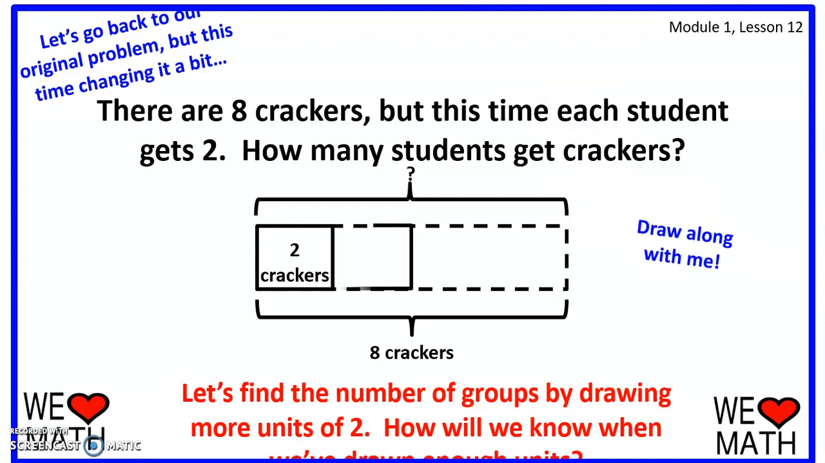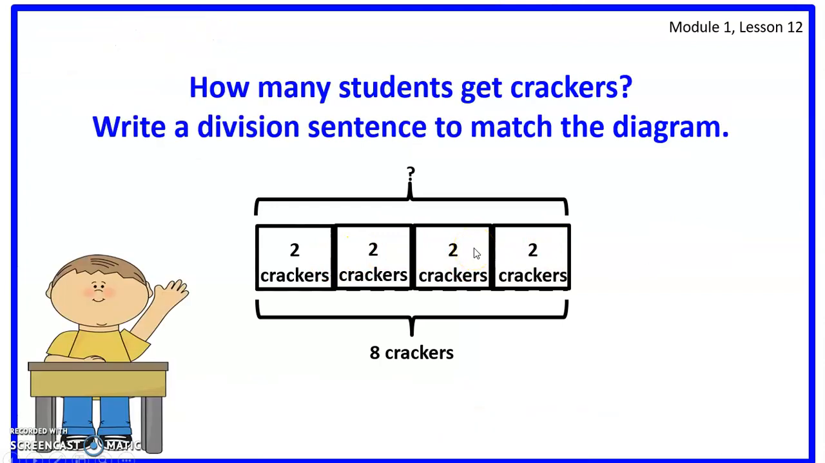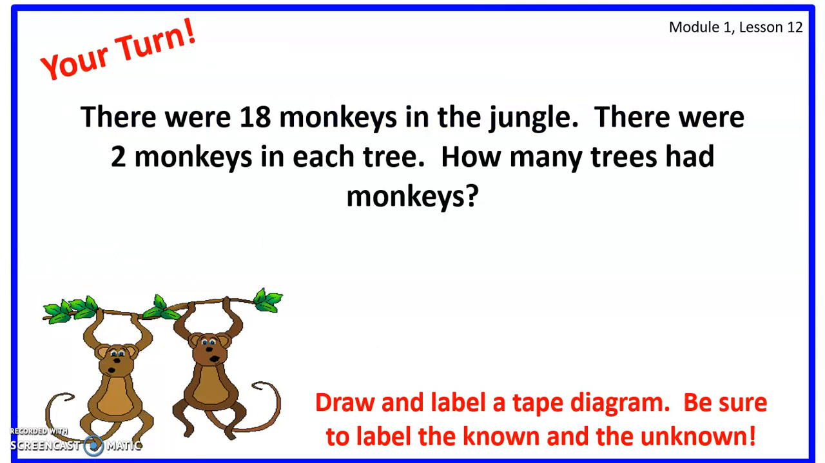Now let's draw 2 crackers, another 2, and another 2. So right here we have 2, 2, 2, 2. That's 2, 4, 6, and 8. Now how many students get crackers? That will be 8 divided by 2, which equals 4.